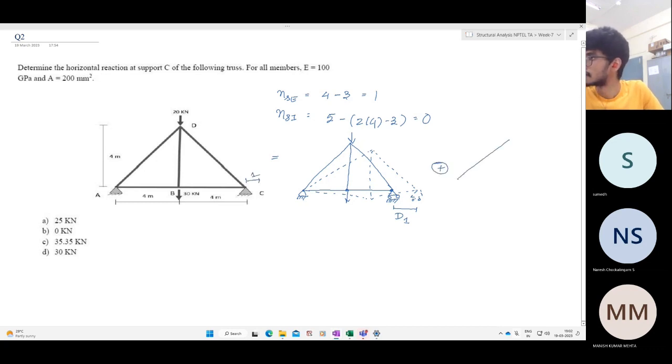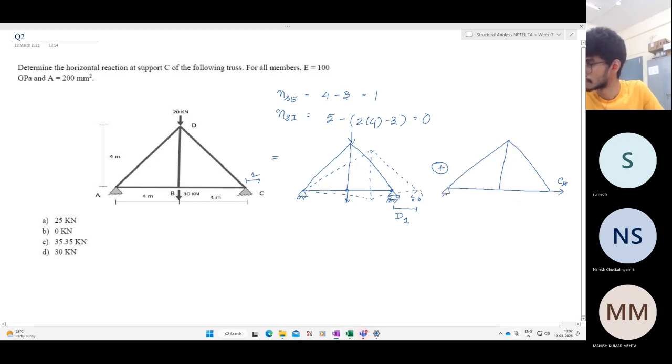Plus, let me take the reaction on this structure at the point C in this direction. And how much force should I apply? I should apply force Cx. And because of this, the structure deforms in a different way. But how much will it deform? It will deform to a value of Cx into F11. Because I've taken this point as 1, I can call it F11.